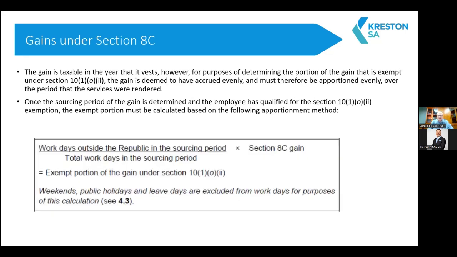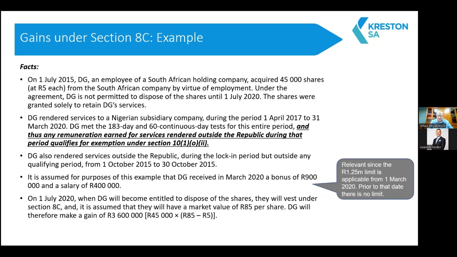So now, in this example, the 8C gain arose over 5 years. And as I said, in terms of the section, you are deemed to accrue that gain equally during that period. So there's no arbitrage in the way in which you apportion it. Now, again, that is calculated based on work days. So the gain is taxable, but then you work it out and you have to use work days, not calendar days, work days. It's quite a comprehensive example. Let's go through this comprehensive example.